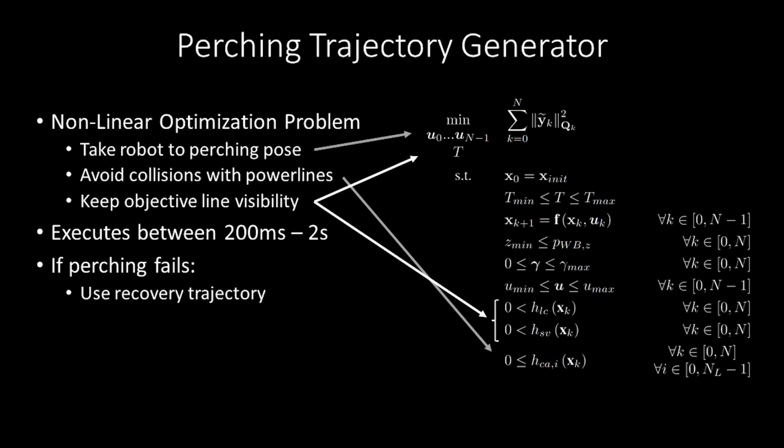The same optimization can be used to compute a recovery trajectory that takes the robot to a safe state in the event that the perching is not performed successfully.